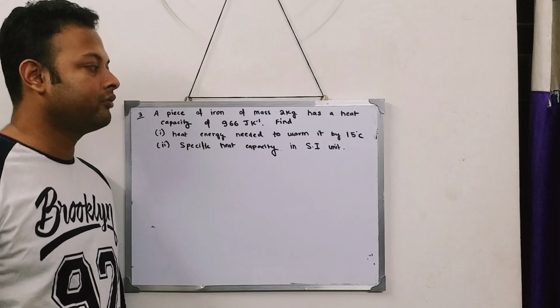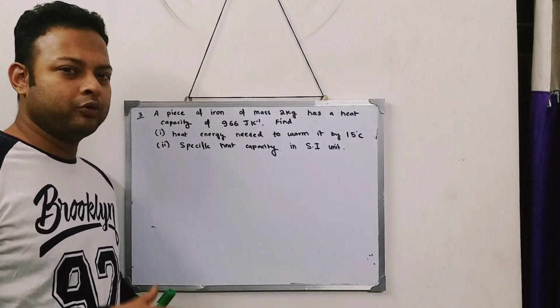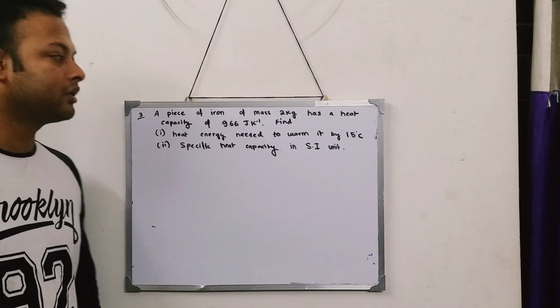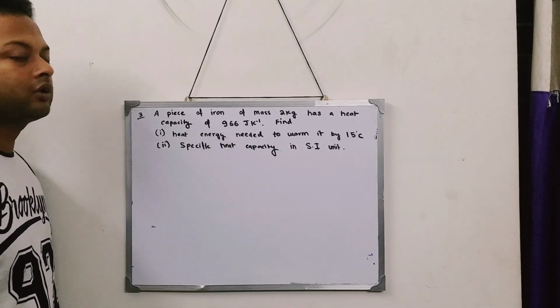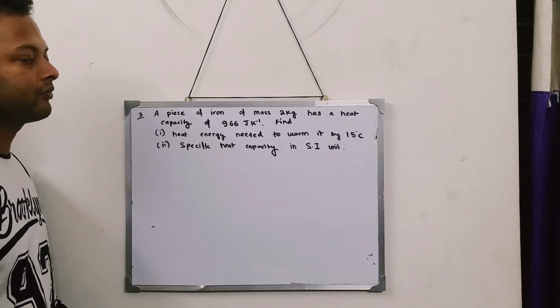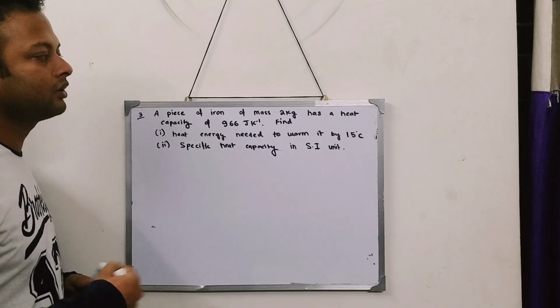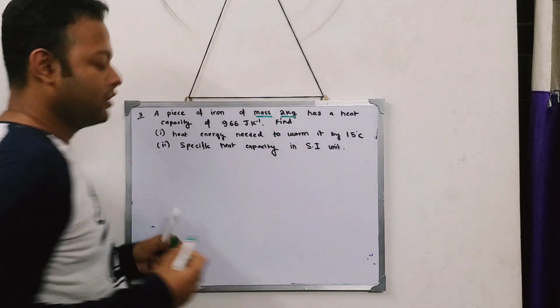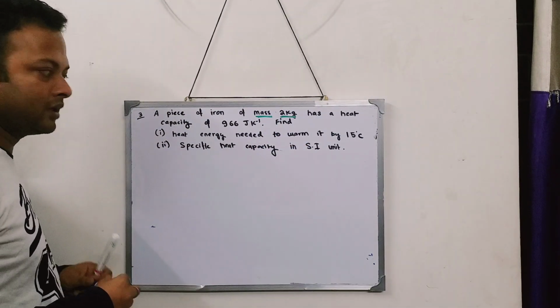Now we come to the third sum of your book. The first sum you can do by yourself, that is why I am not doing it. I have done the second sum. Now is the third sum. The third sum is also similar to the previous sum. Now first you see this number, 2 kg. And what is this 2 kg? Mass. So 2 kg is the mass.